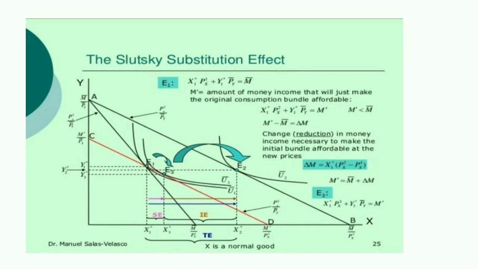In this formula, the letter M is the amount of money income that will just make the original consumption bundle affordable. Change or reduction in money income necessary to make the initial bundle affordable at the new prices.